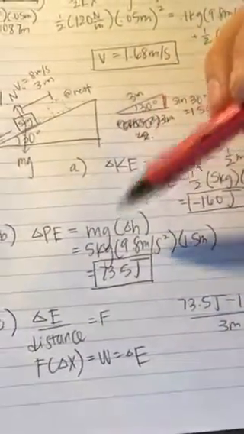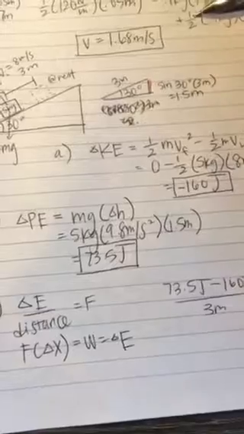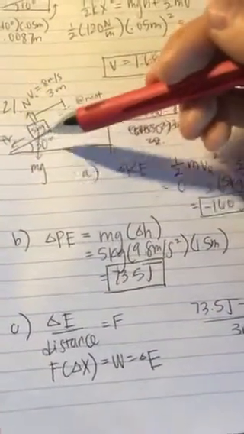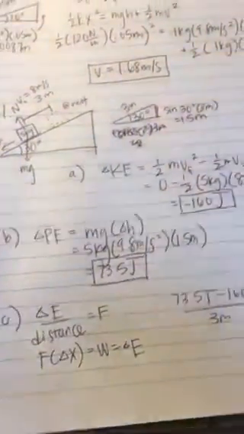And then we plug that back in. So mg is 5 kilograms times 9.8 meters per second squared times 1.5 meters. You get that the potential energy change from the starting point to the final point is just 73.5 joules.